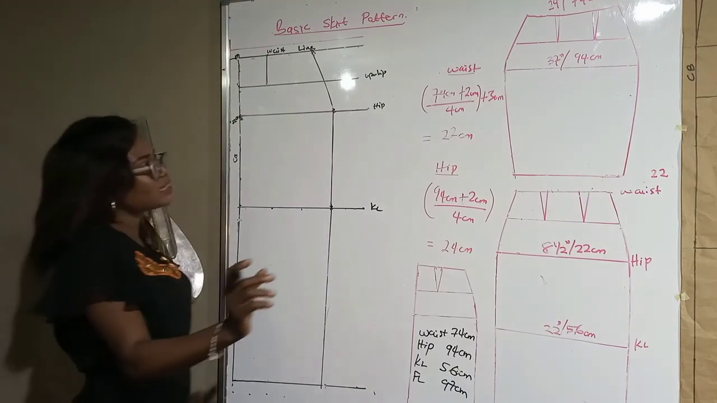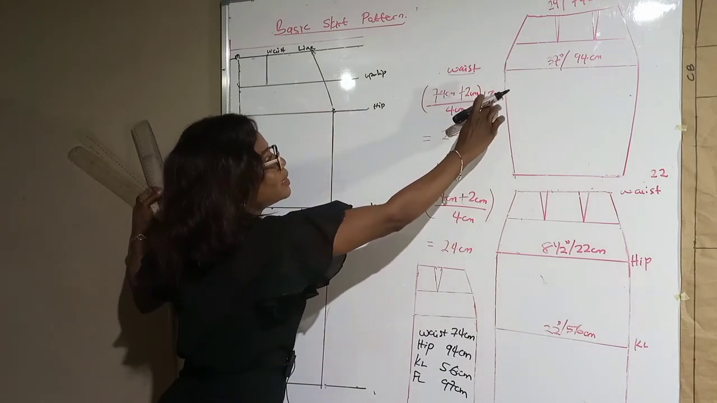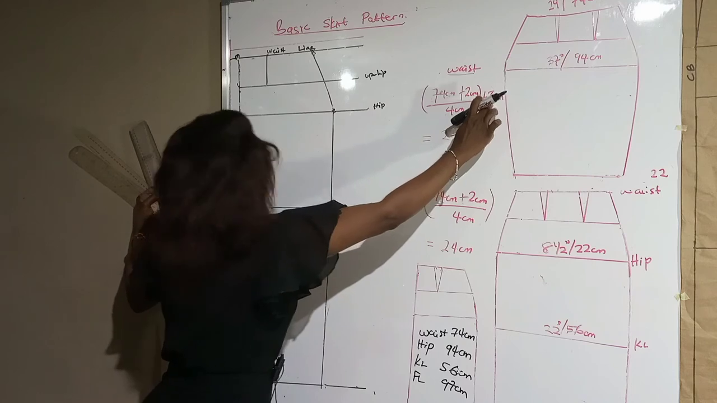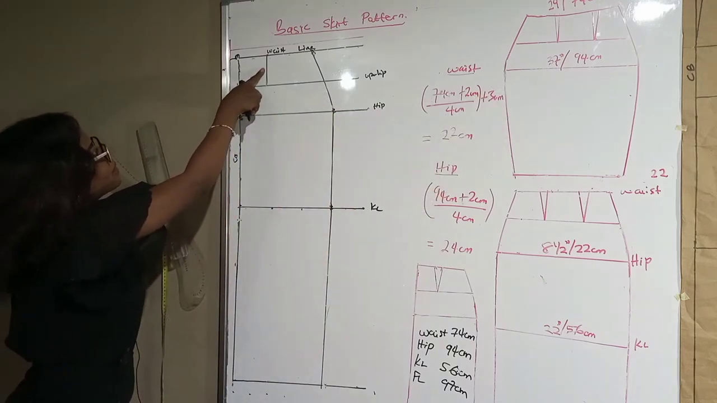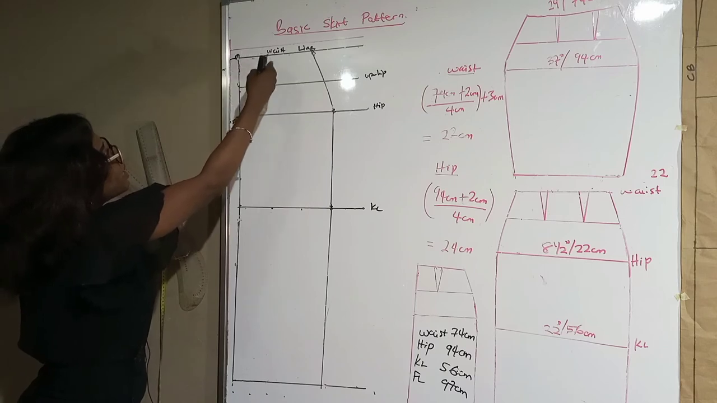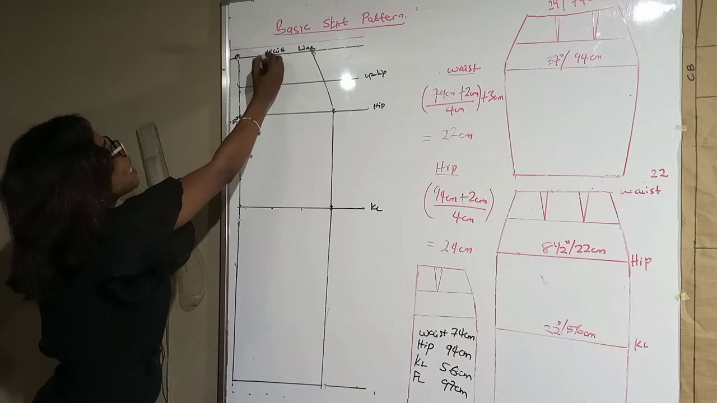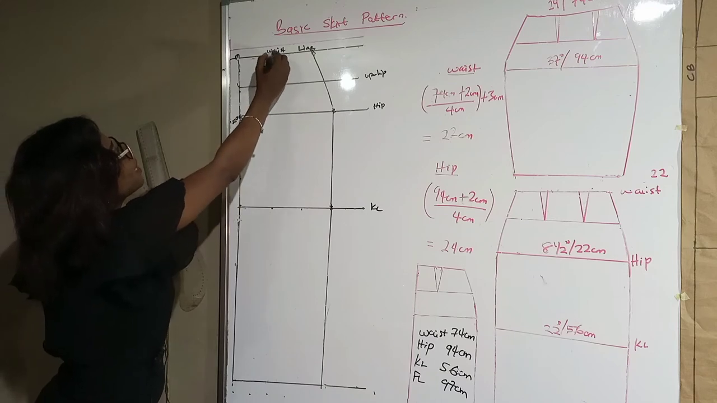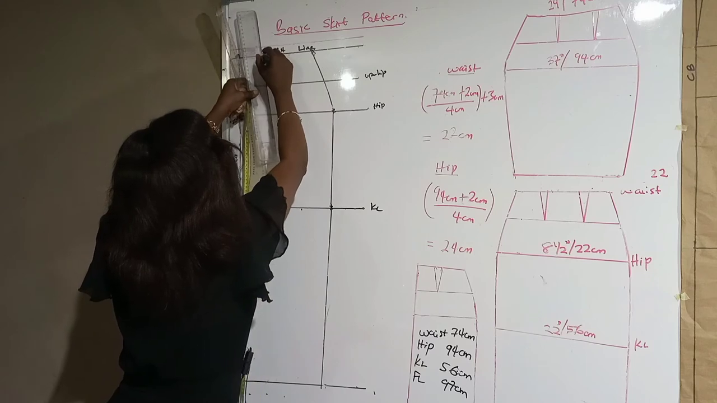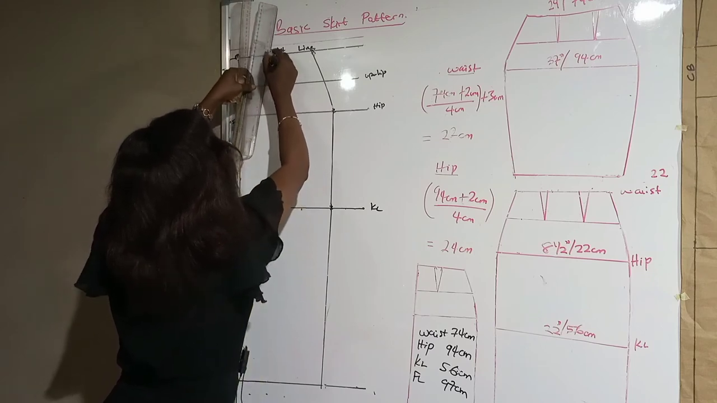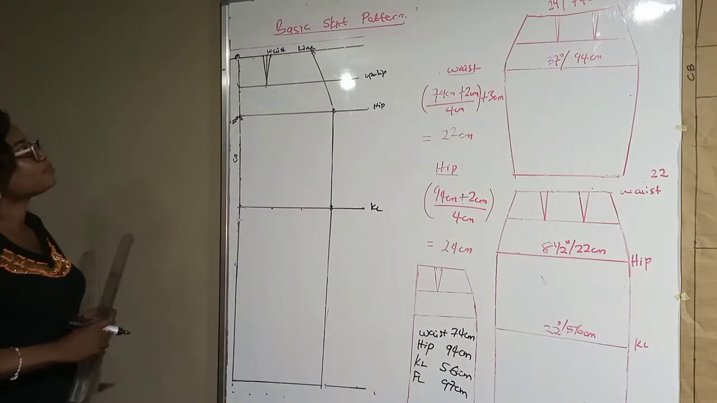The dart allowance we included is 3 cm. This is going to be the midline of your dart. So to the right and to the left, you share out the dart measurement. So you are going to have 1.5 cm here, 1.5 cm here. Then you connect with your ruler. You have to slant it. Please make sure that you slant it. So that is the dart placement.